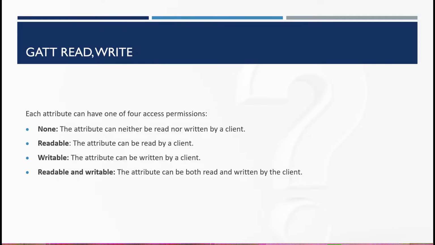Now we'll talk a little bit about GATT reads and writes. Each attribute that we have declared can have one of four access permissions. They are none. If you set it to none, the attribute can neither be read nor written by a client. If you set it to readable, the attribute can be read by a client. If you set it to writable, the attribute can be written by a client, while if you set it to readable and writable, the attribute can both be read and written by the client.